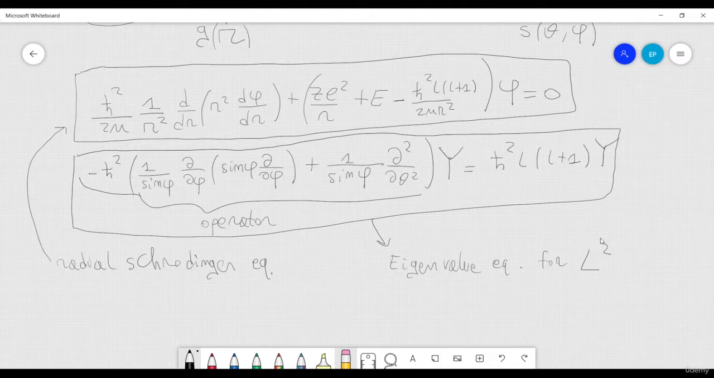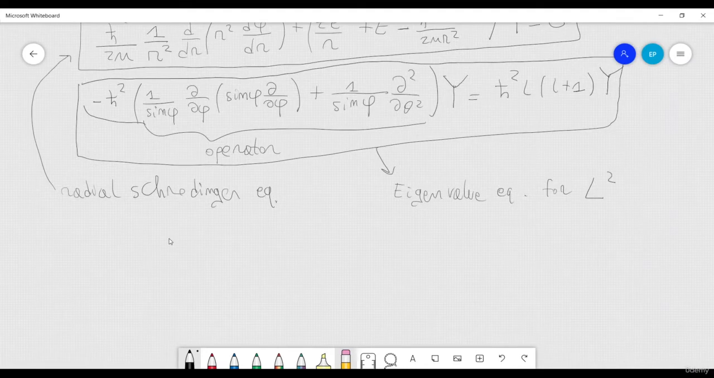Now let me explain what I mean by L squared. L is an operator. Maybe I could call it L hat to stress the fact that it is an operator, but it doesn't really matter. By L I mean the operator of angular momentum. And in quantum physics, it is easily derived from classical mechanics as well.